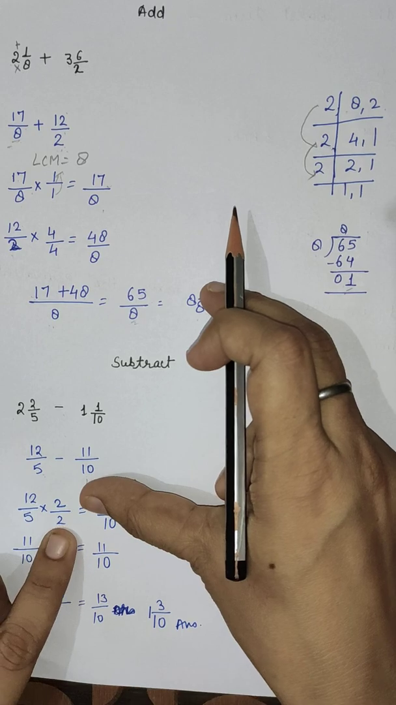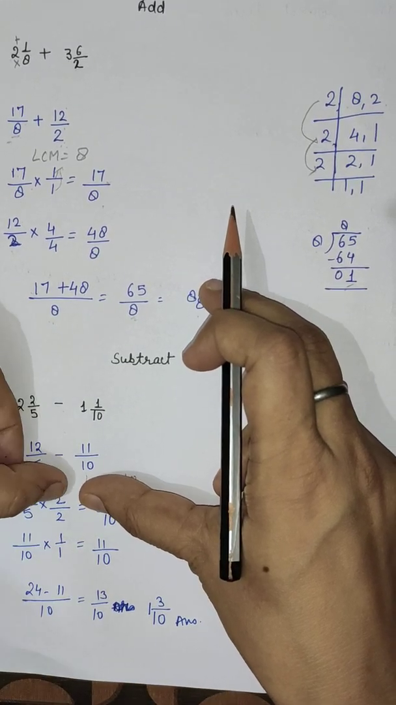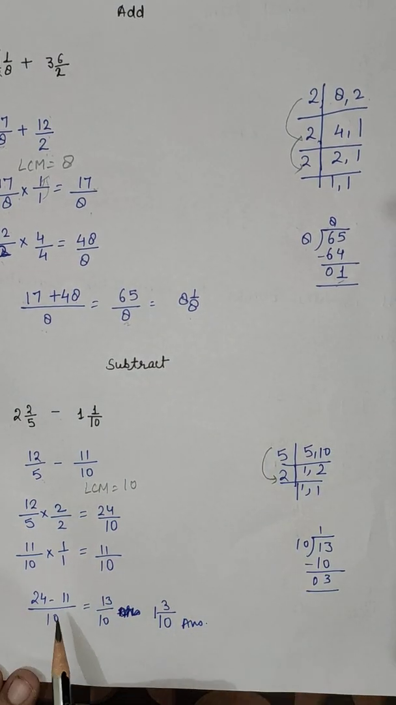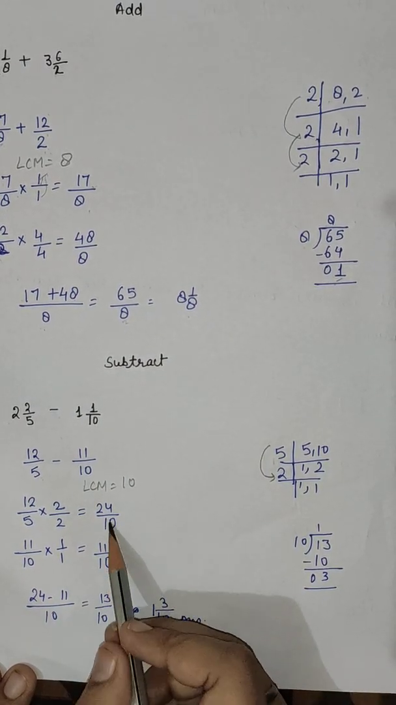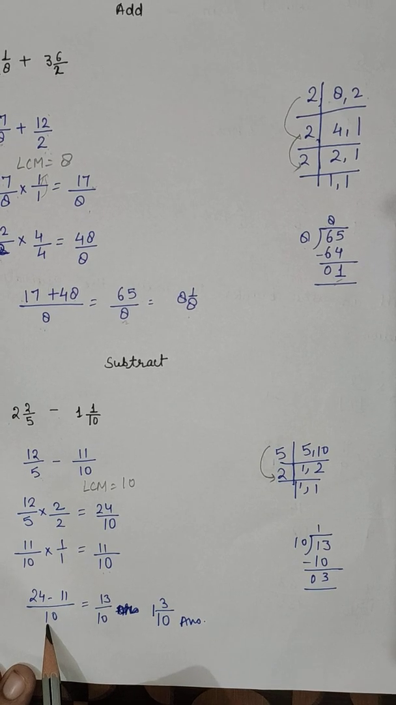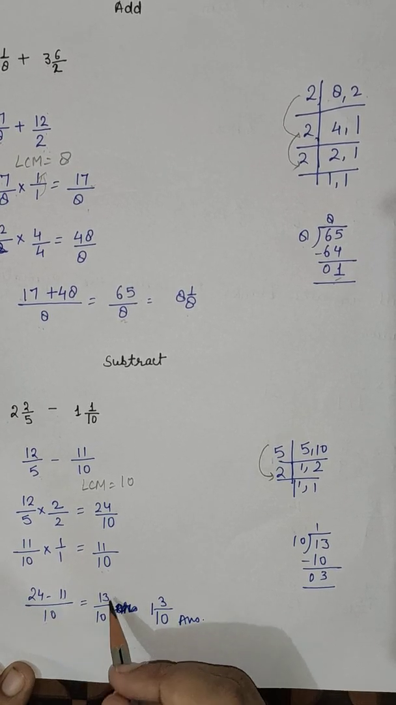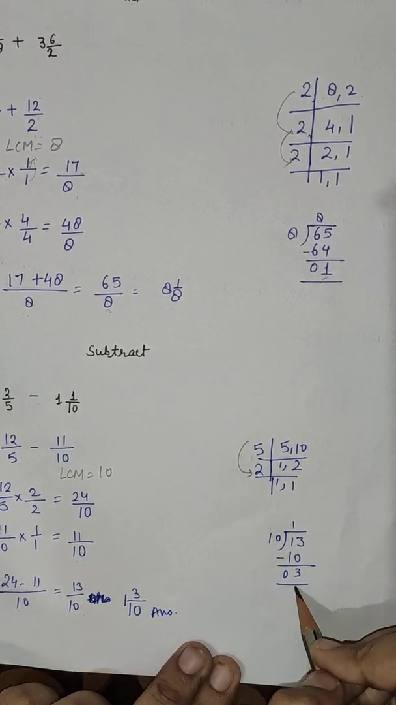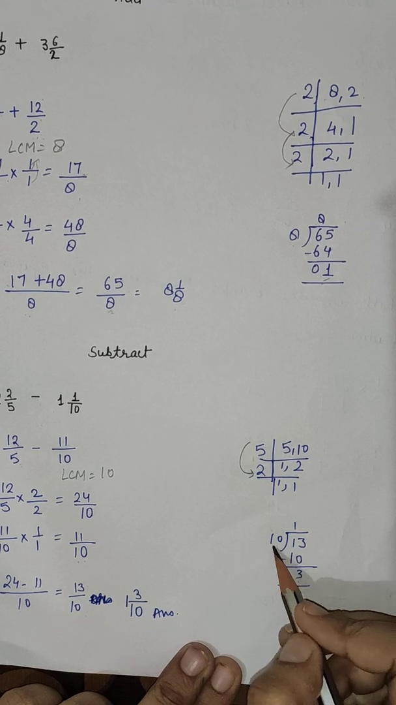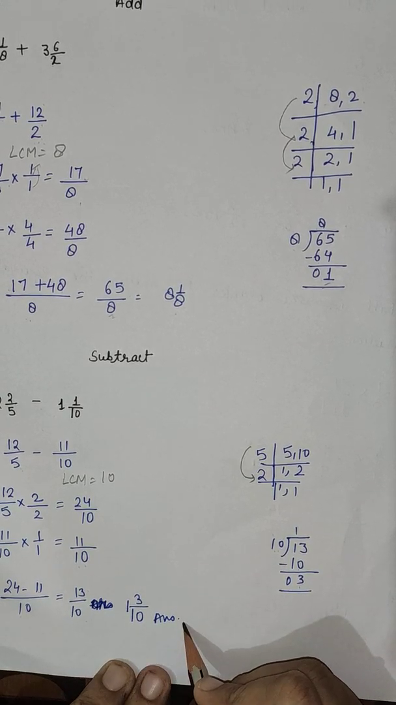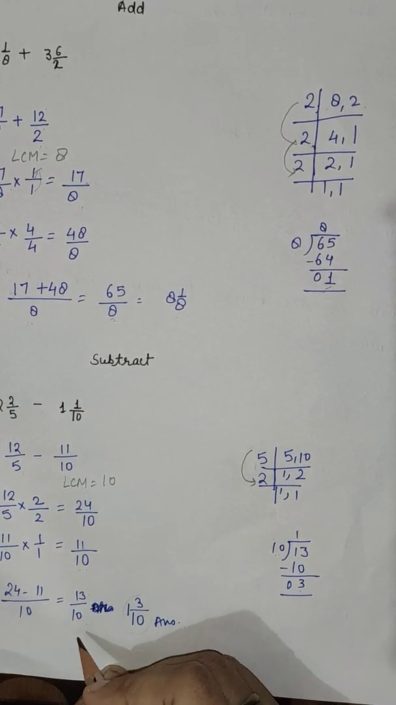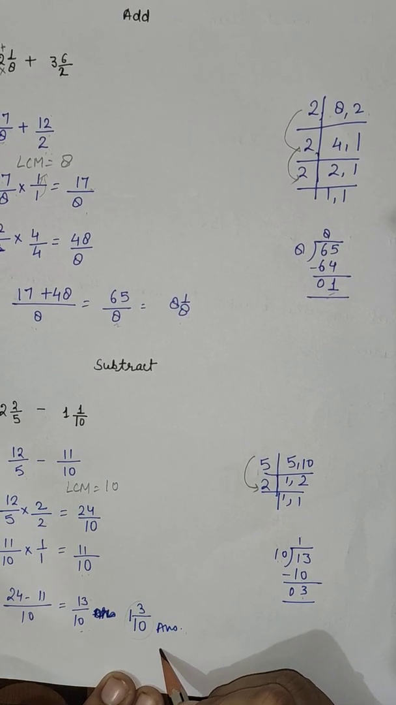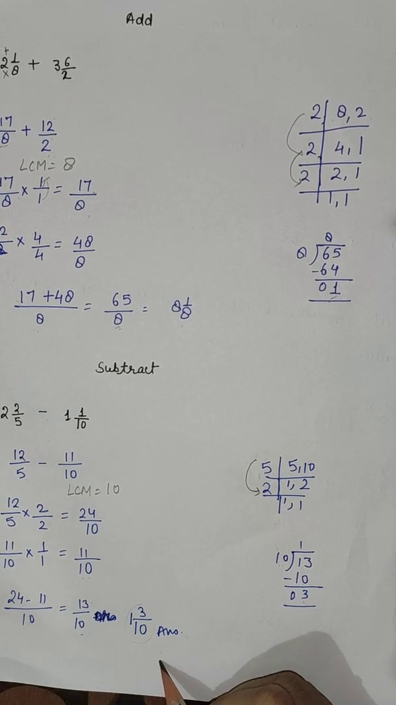If we multiply the denominator by 2, we multiply the numerator also by 2. Then 12 2s are 24. Again the same we have to do. After that, because the denominator is the same, we take it once, and 24 minus 11 will be 13 by 10. Or you can write 10 1s are 10 and 3. So 1 3 by 10 is the answer as a mixed fraction. This is a mixed fraction and this is a fraction. So if you are giving the answer in mixed fraction, this is the answer.